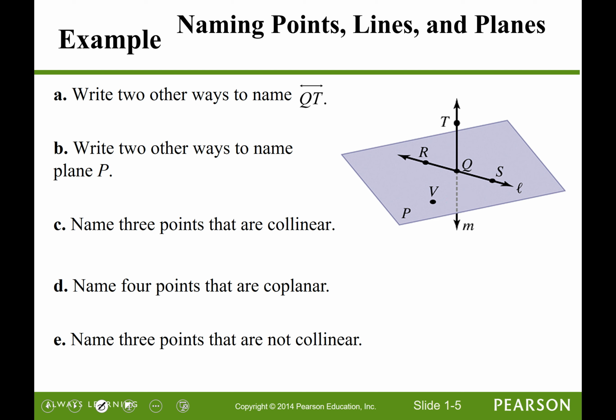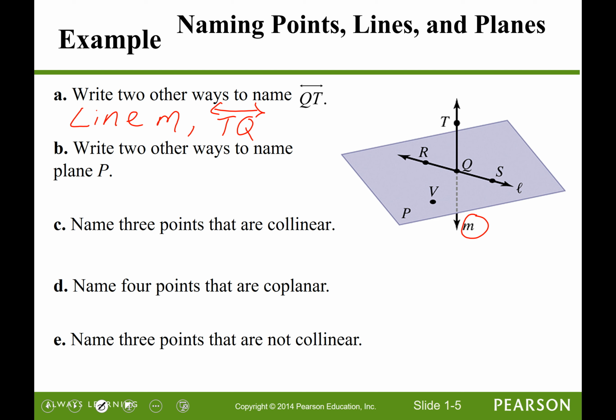Okay, well, I can name that line lowercase m, by that lowercase m right there. That's one way to name a line. And a second way we could name that line is any 2 points on it. Well, I don't know any 2 other points, but I can go with the T, then the Q. Doesn't matter which order. That is just a different way to name that same line.